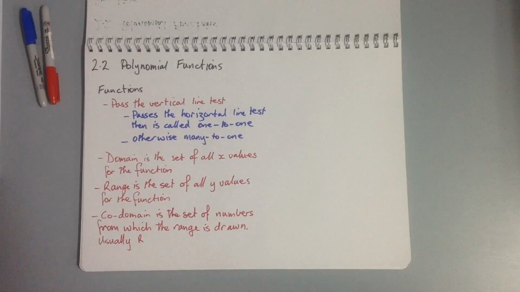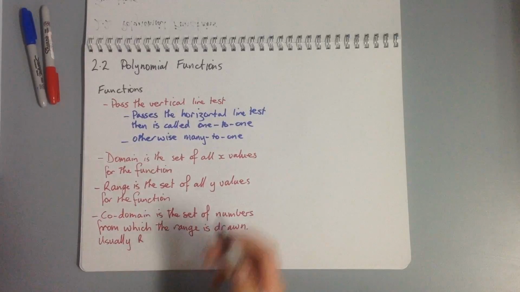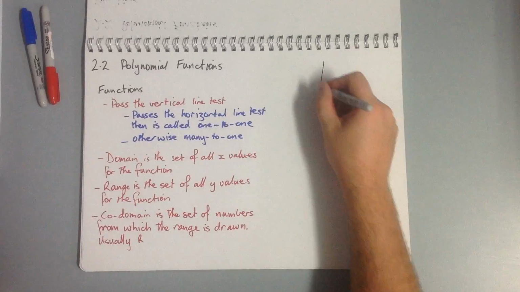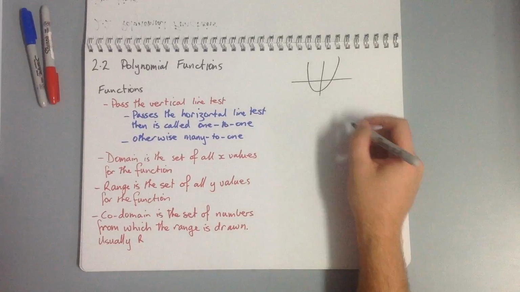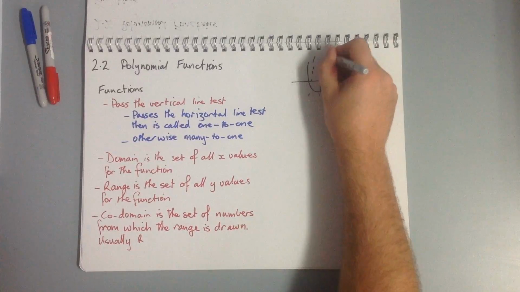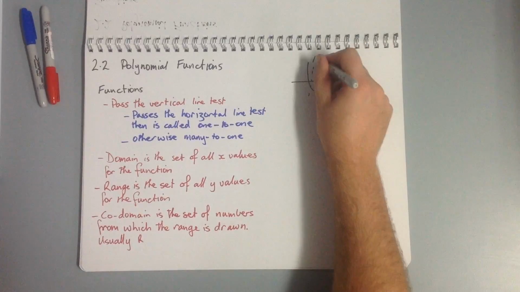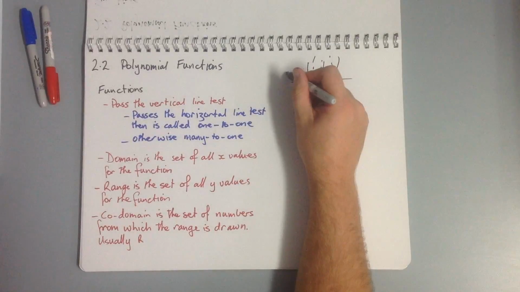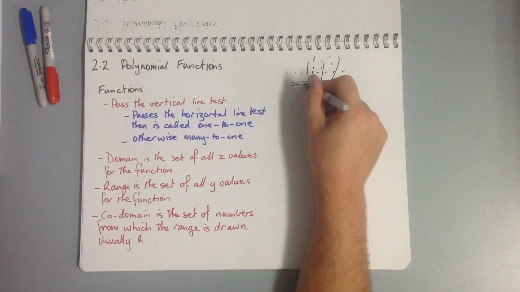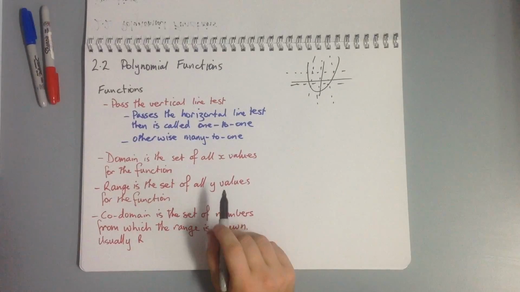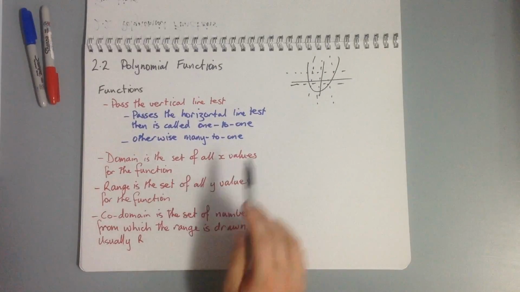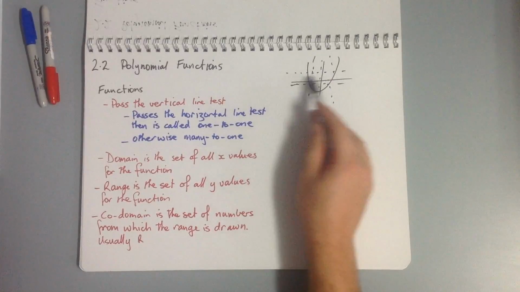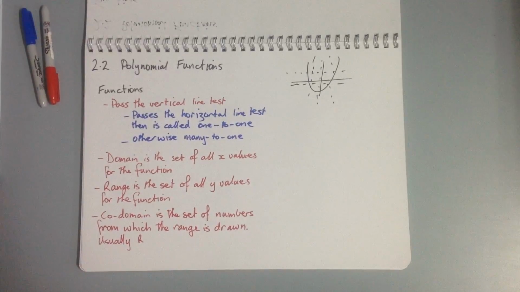So just to recap on what a function is, it passes a vertical line test. Remember our vertical line test: if we've got our equation, something like that, then it doesn't matter where we draw a vertical line, we only ever cross the graph once. If it also passes a horizontal line test, going this way, that's called one-to-one. If it doesn't pass a horizontal line test, like this one wouldn't, then it's called a many-to-one function.